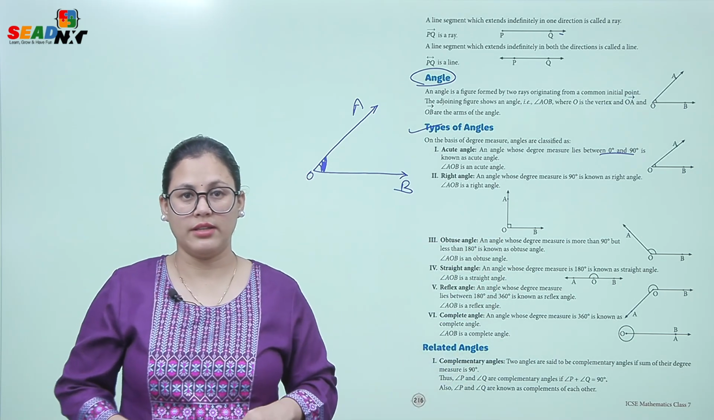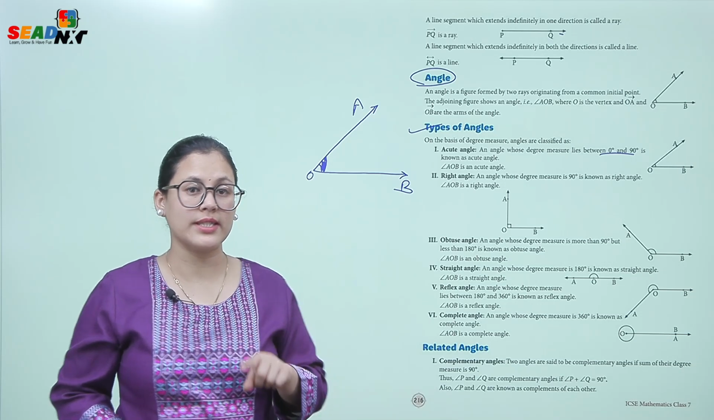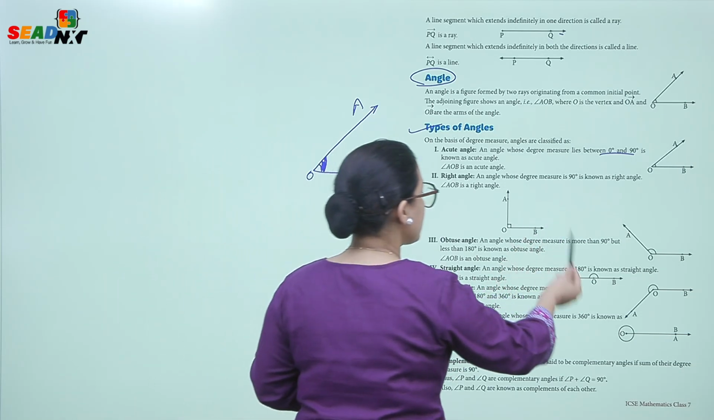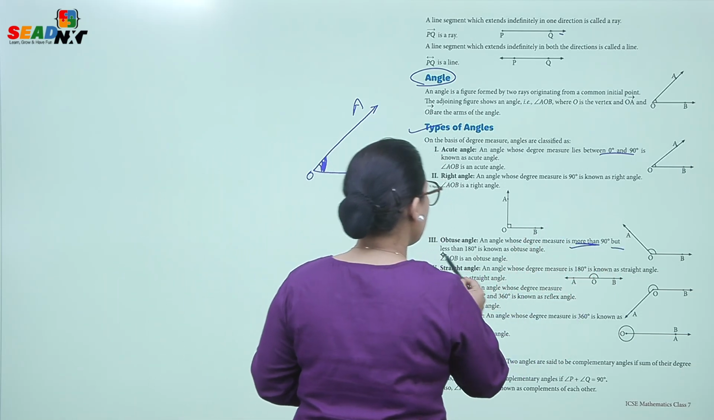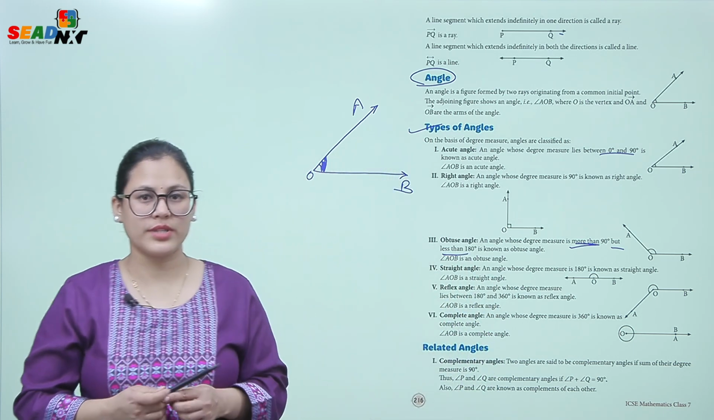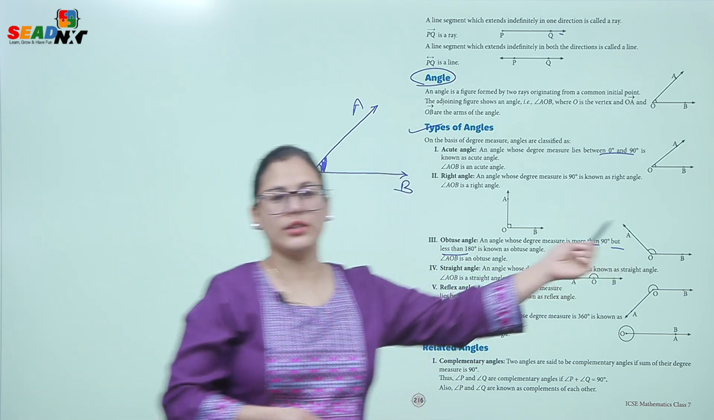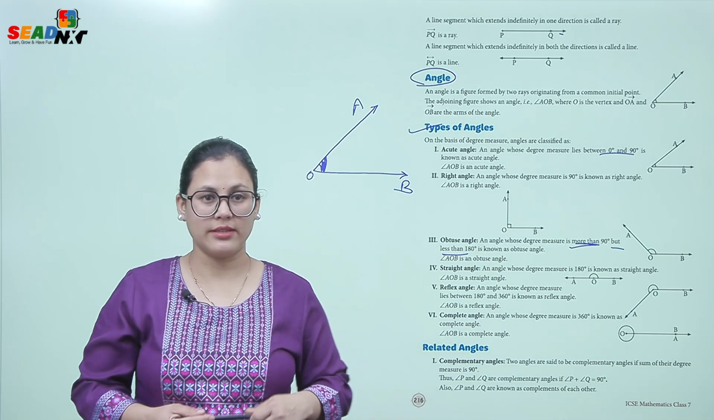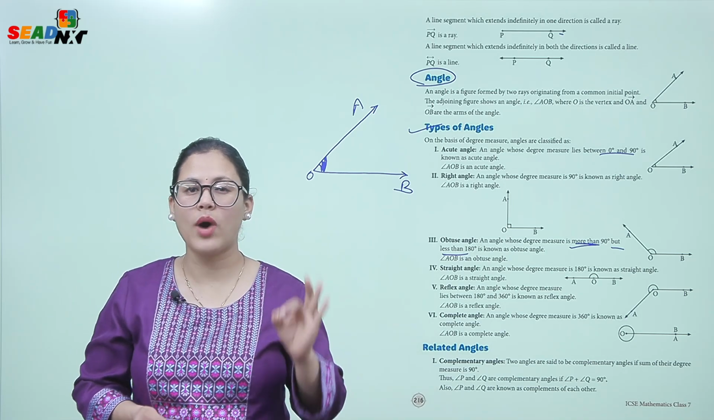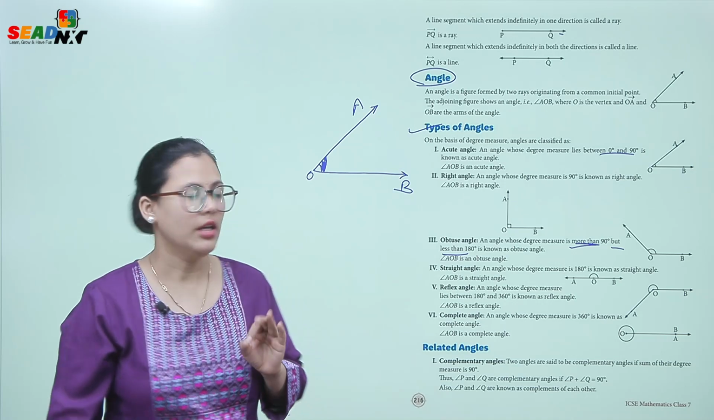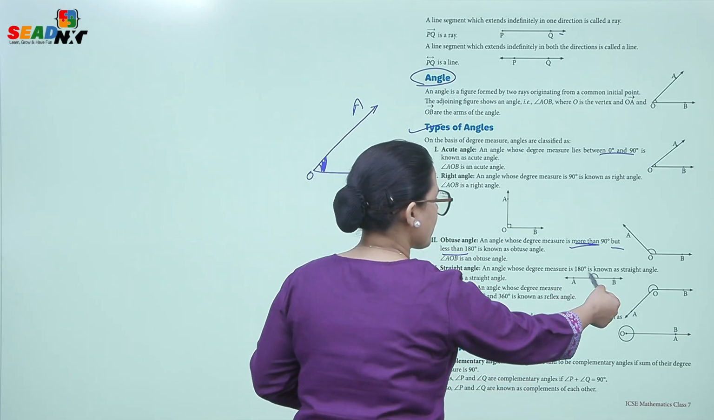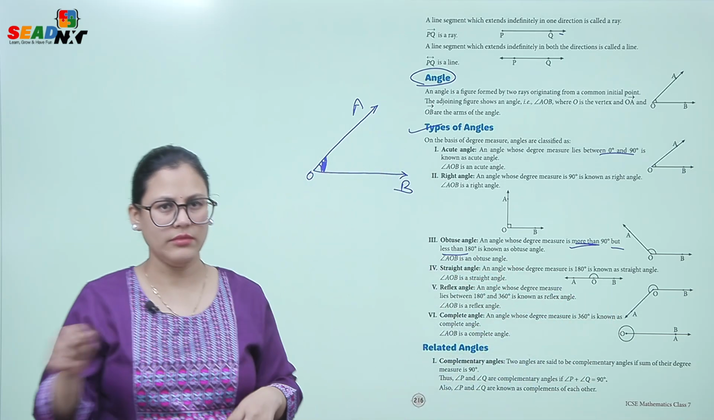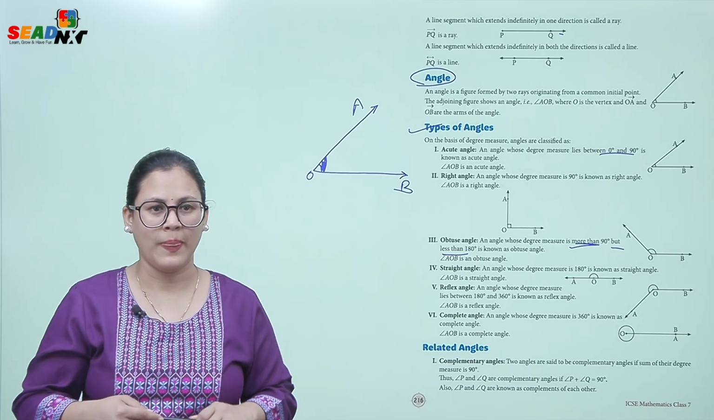Number 3, obtuse angle. An angle whose degree measure is more than 90 but less than 180 is known as obtuse angle. For example, this is your obtuse angle, that is angle AOB. 4, straight angle. An angle whose degree measure is 180 degrees is known as a straight angle. Okay, always remember a straight line is of 180 degree and a 180 degree is a straight angle.